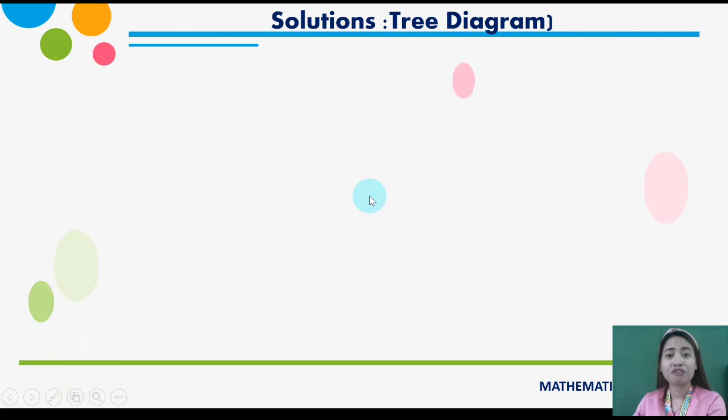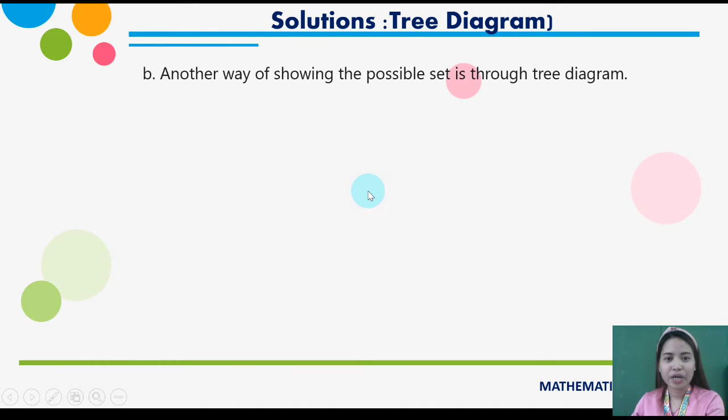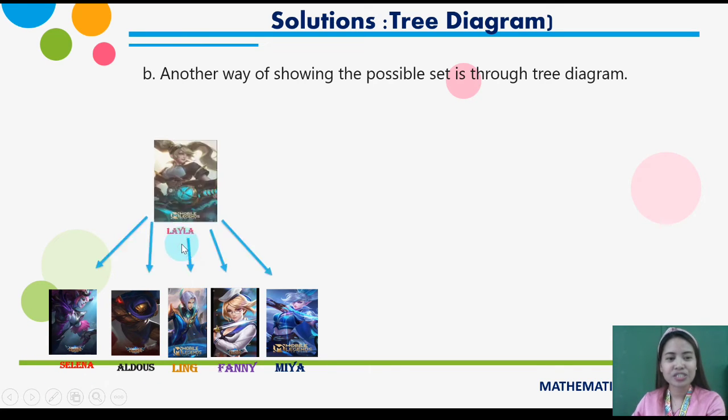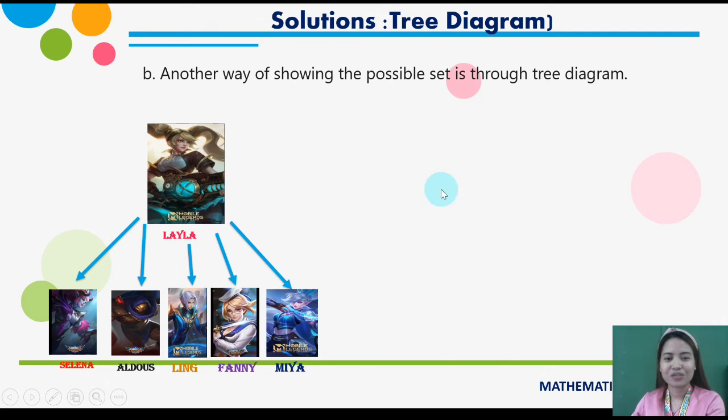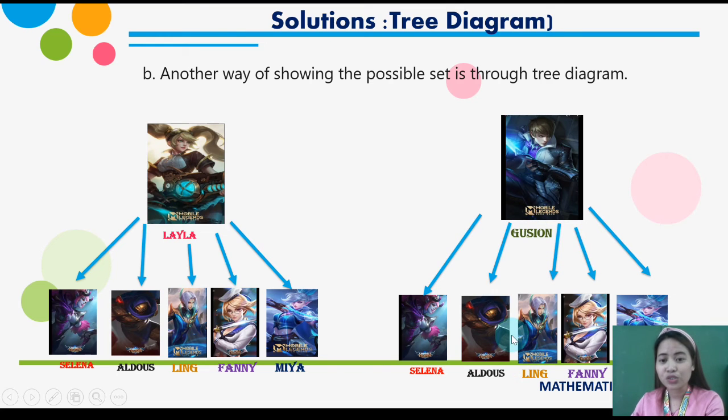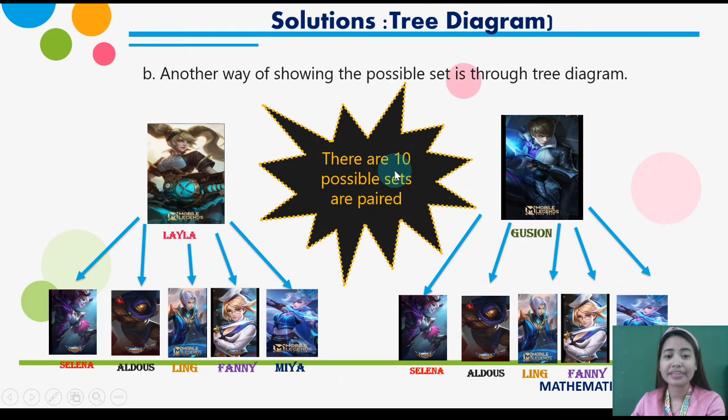Then let's proceed to the solution by tree diagram. Another way of showing the possible sets is through a tree diagram. I have here the illustrations or pictures of those players: Selena, Aldous, Ling, Fanny, and Mia, versus Layla. And the same players versus Gusion. So the same as the systematic listing method, there are 10 possible sets that are paired.